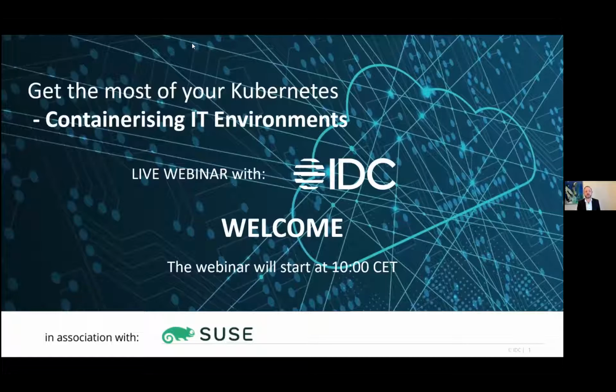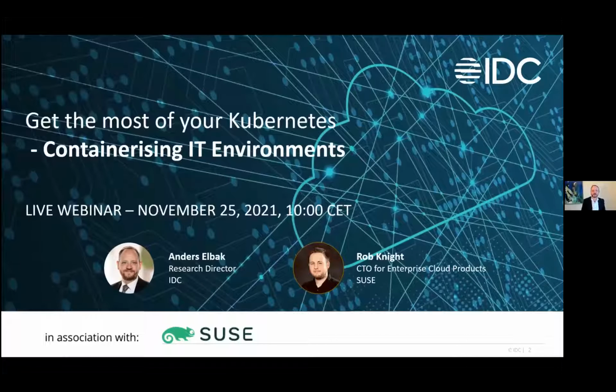But today we're going to talk more about Kubernetes, containers, and so forth. And with me today, I have Rob Knight from SUSE, who will, after I've set the scene, give more practical examples of how it's being used and give good advice on how you should address your Kubernetes strategy and your hands-on work with Kubernetes. And with that, I will just start off.